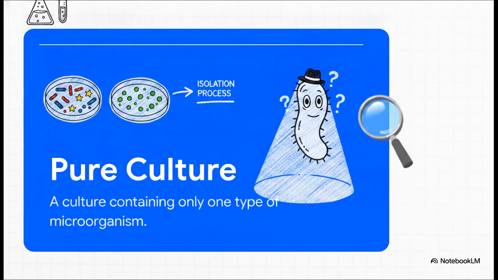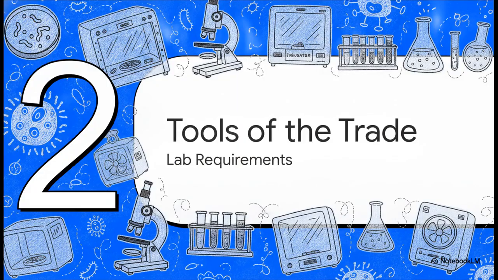So let's lock in exactly what we're aiming for here. A pure culture is strictly defined as a culture containing only one type of microorganism. Isolation is just the physical process we use to pull that pure culture out of the mixed population, because once we finally have a pure culture, we've got our isolated suspect ready for questioning. That brings us to Section 2, tools of the trade.